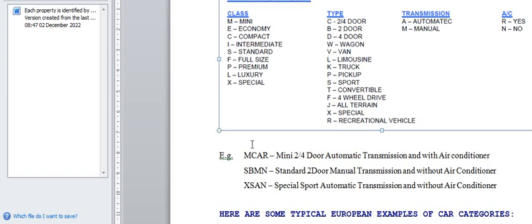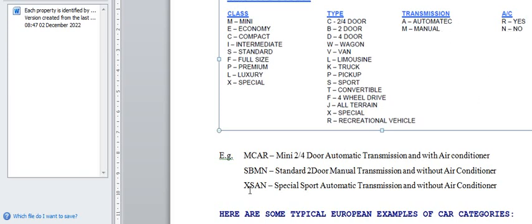MCAR. What does MCAR mean? M means mini, C means compact, A means automatic, R means yes, air conditioner is there. What is the meaning of SBMN? SBMN means it's a standard car with 2 to 3 doors generally, M means it's a manual transmission, and N means there is no air conditioner.